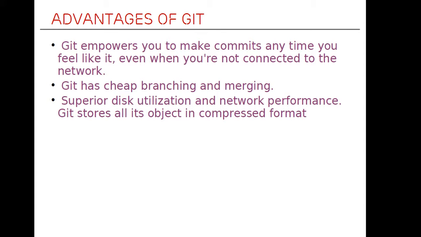Now, what are the advantages of Git? First, the main advantage is that it empowers you to make commits anytime, anywhere, when you feel like, even if you are not connected to the network. Second, it has cheap branching and merging, so you can create branches and merge on the fly. Third is superior disk utilization and good network performance, because it stores all its objects in a compressed format.